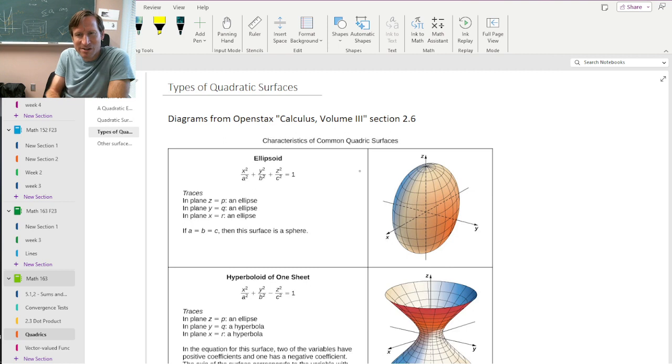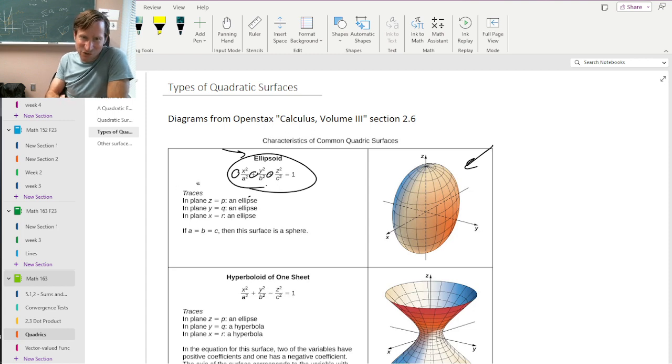So you don't need to memorize these names or the types, the particular forms of equations that produce particular shapes, but just be aware of what the types of shapes are. All right, so there's an ellipsoid, right? All the cross-sections are ellipses. The reason that they're all ellipses is because there are all pluses here. Again, you don't need to memorize the form of this equation or anything, but all the cross-sections are ellipses.